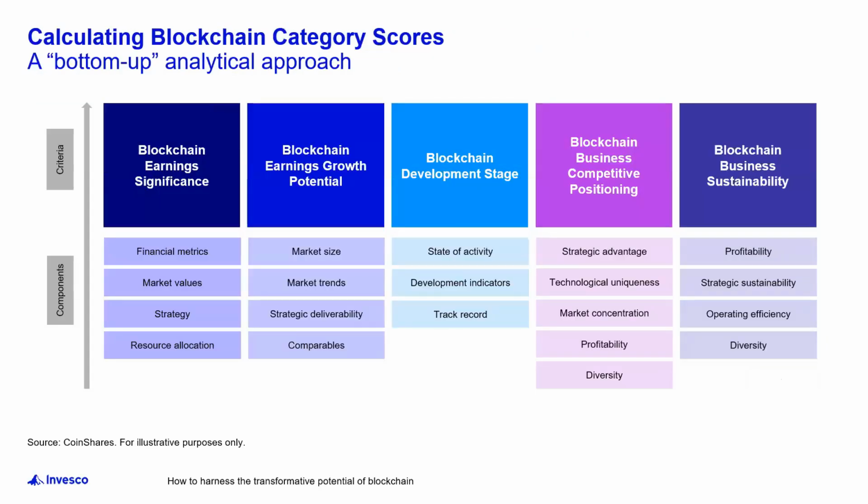So we talked about some examples there. Let's talk about how you get exposure. So the first step in getting this exposure is this analytical step. So the analysts at CoinShares are assessing companies based on the 5 criteria that you can see on the screen. They're assessing first of all, the significance of the earnings related to blockchain for that company, linked to using financial metrics, market values, understanding the value that the strategy that they're applying, and how much resource they're allocating to this. Secondly, looking at what's the long-term growth potential for the blockchain earnings based on the addressable market size, and how meaningful or how capable they are of delivering on that strategy.